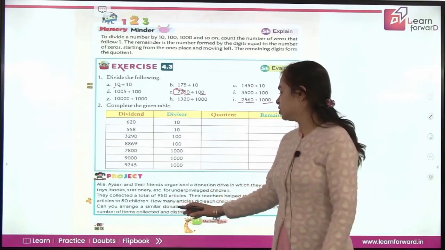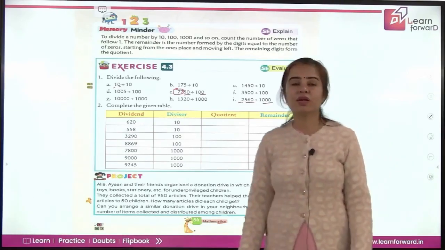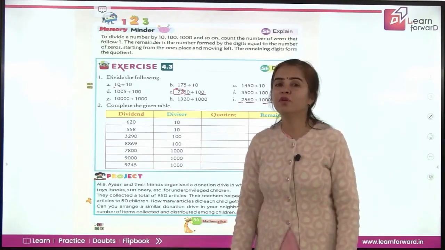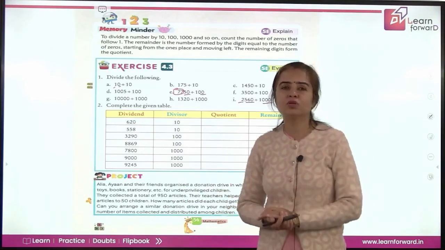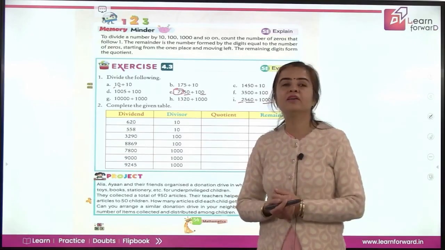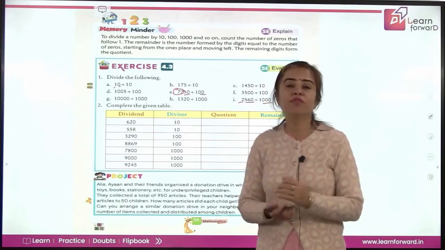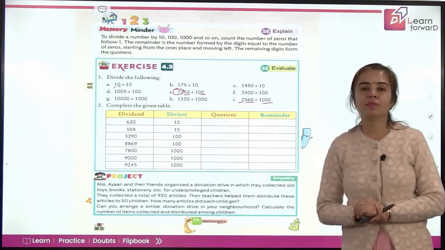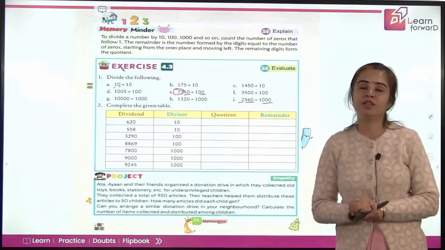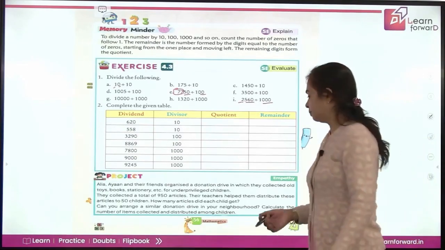Can you arrange a similar donation drive in your neighborhood? Is it possible for all of you also to organize such a drive with the help of your teacher or parents? You can do the same in your societies also. Just take help of your elders and you will really have fun in it. You will have peace of mind because you will be helping out the underprivileged. You'll be happy with this. Just try going for such drives. Organize them.